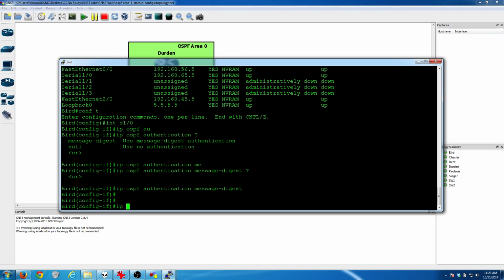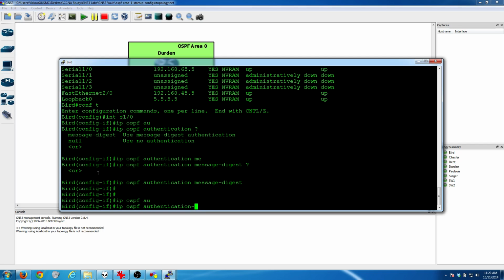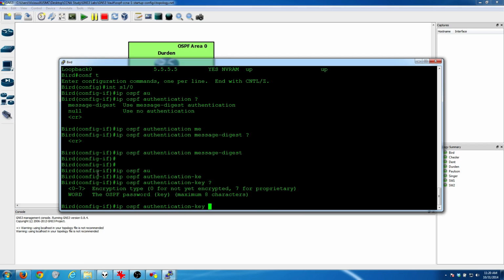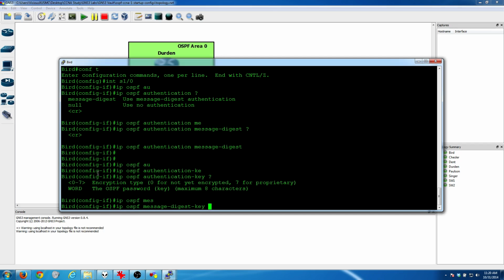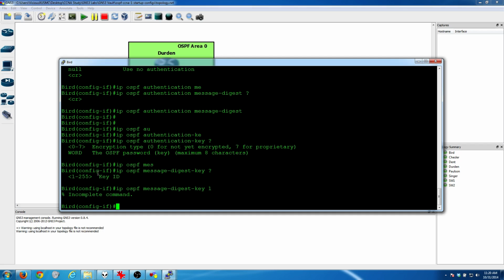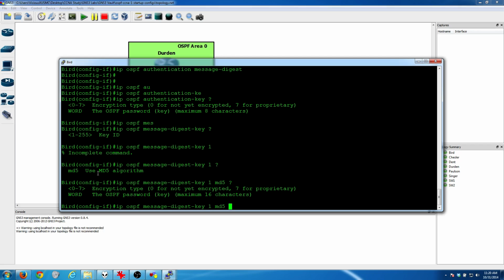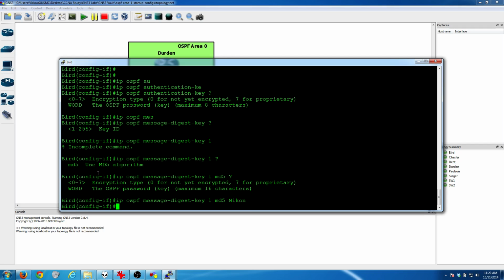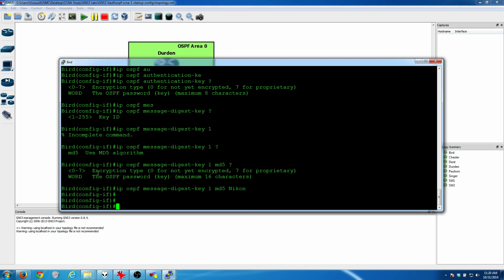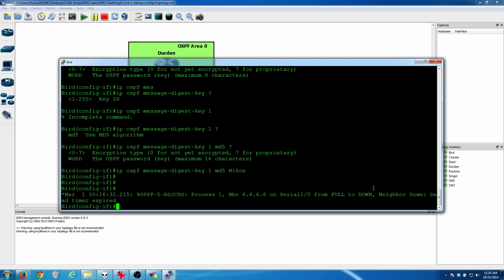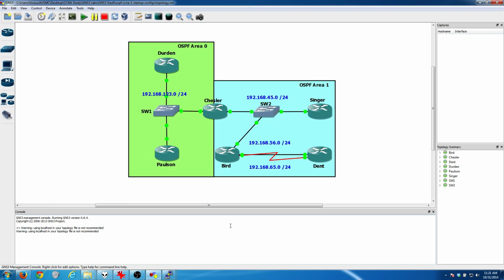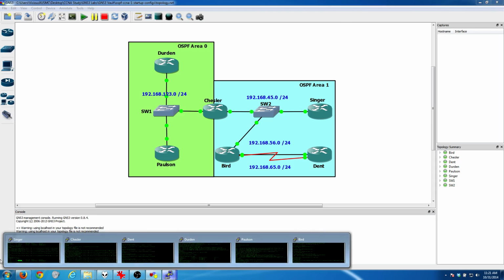Then we need to set our authentication key. Nope, that's incorrect. IP OSPF message digest key, and then key ID number 1, and then MD5. And then we'll use Nikon, because I'm looking at my Nikon camera in front of me. So that's going to set up Bird, and we just lost our adjacency because we have authentication on one side and the other side is not authenticating. Let's go back and pick up Dent and fix it.